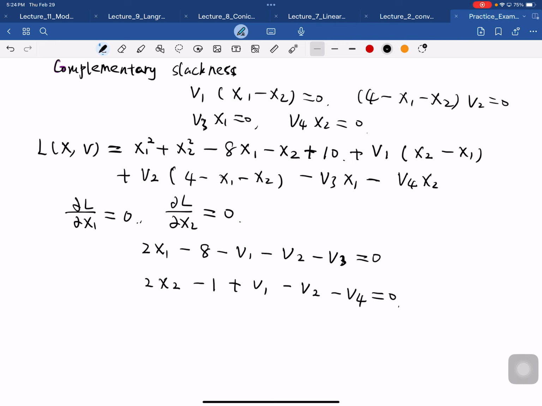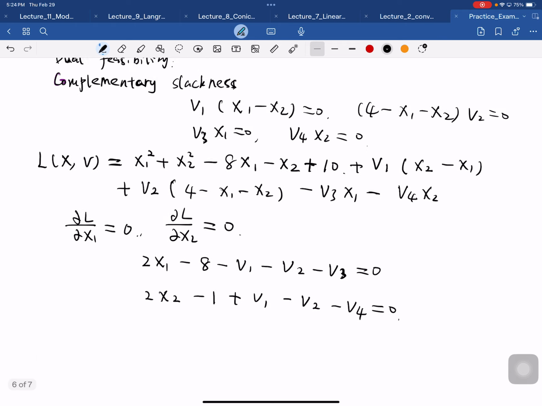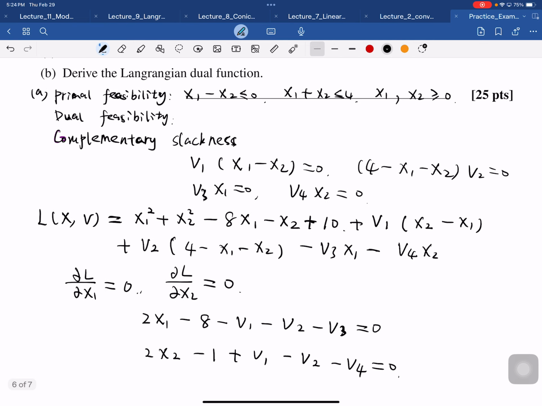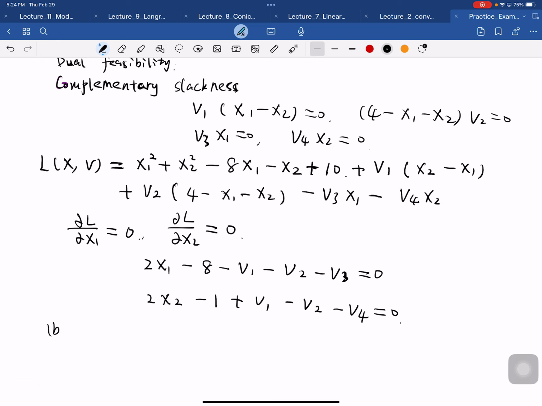Did I do the derivative correctly? Okay. Yeah, so that's the KKT conditions, right? Then the second question is more tricky, right? So the Lagrangian dual function is we are going to take minimization over x of the Lagrangian function, right? So what is this function here? We are minimizing over this function, which is a quadratic function of x1 and x2.